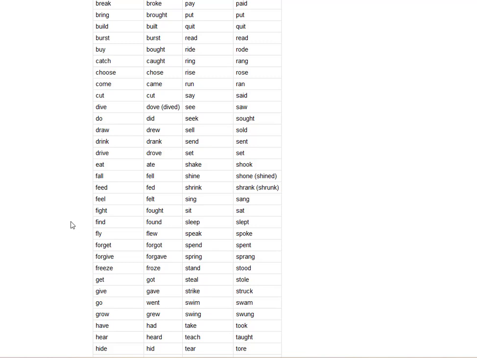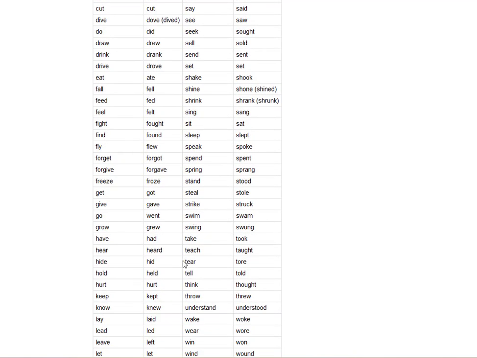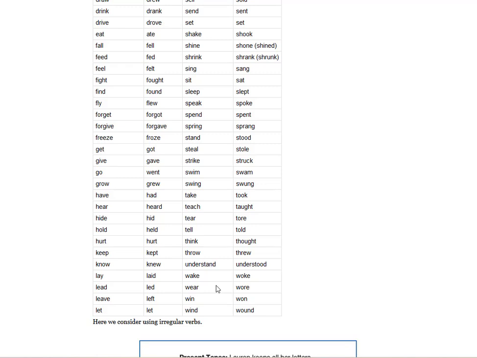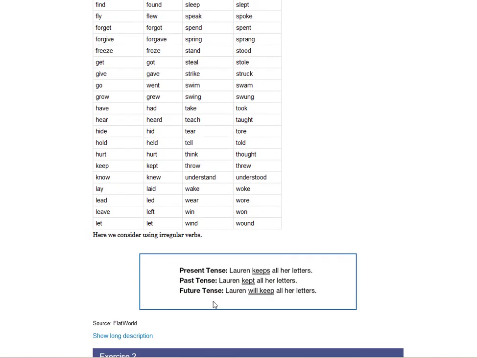steal, stole, stolen; strike, struck, struck; swim, swam, swum; swing, swung, swung; take, took, taken; teach, taught, taught; tear, tore, torn; tell, told, told; think, thought, thought; throw, threw, thrown; understand, understood, understood; wake, woke, woken; wear, wore, worn; win, won, won; wind, wound, wound.